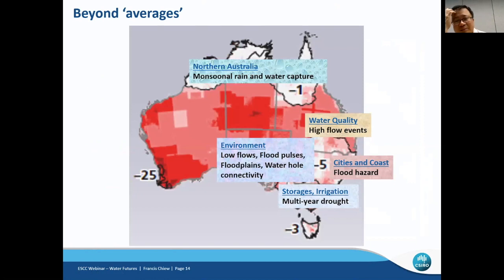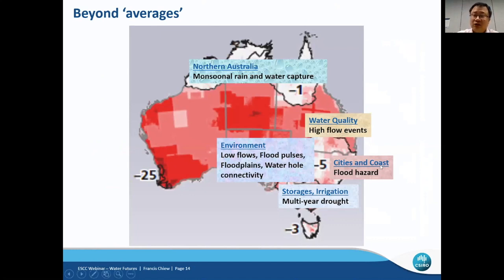So here are some examples where in Southeast Australia, we might be talking about multi-year drought in terms of storages and irrigation. In the inland areas or where environmental flows are important, we are looking at both sides of the spectrum, so the low flow end as well as floodplain connectivity at the high flow ends.